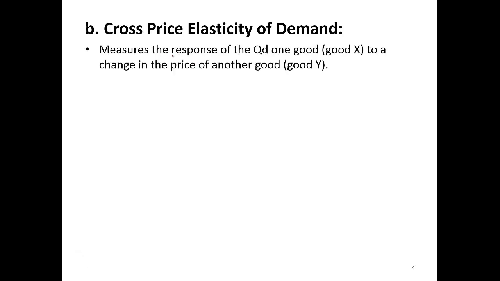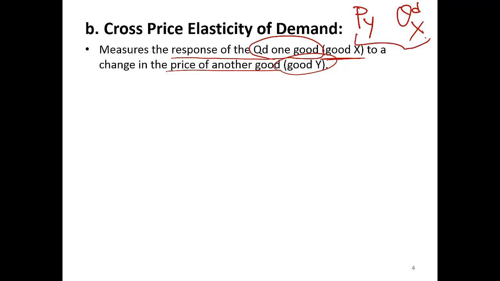Okay, so let's talk about another type of elasticity. It's called cross price elasticity of demand. Cross price elasticity of demand measures the response of the quantity demanded of one good, let's call it good X, to a change in the price of another good Y. What? So I'm changing the price of Y, and quantity demanded of X is having an impact? Well, yeah, we're talking about related goods. These are substitutes and complements. Let's remember.